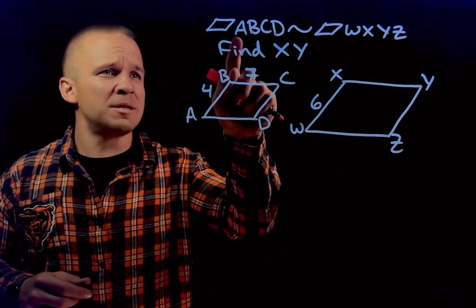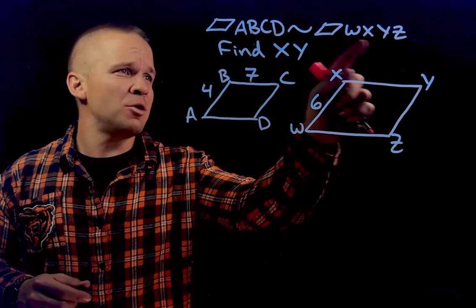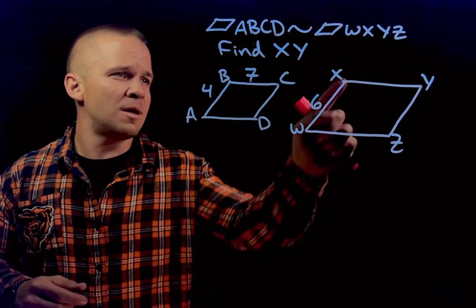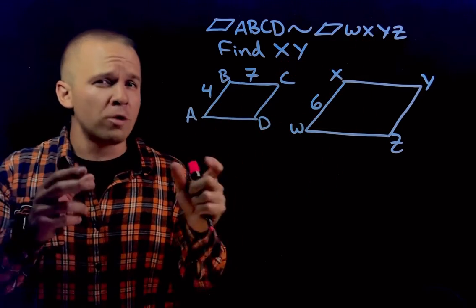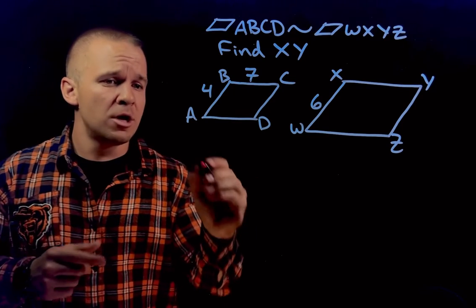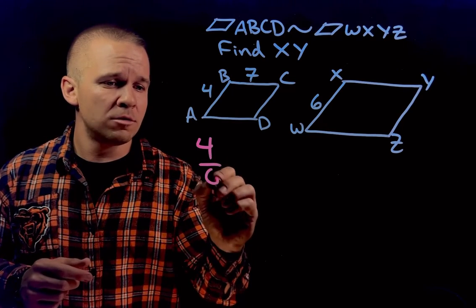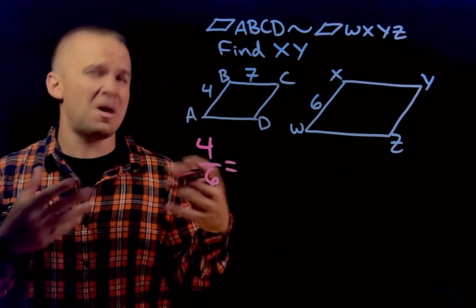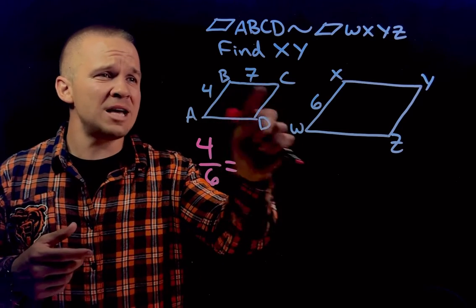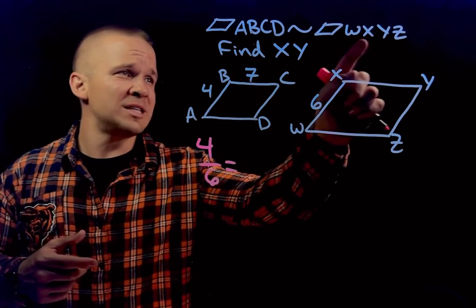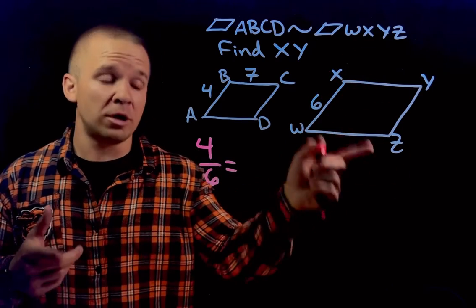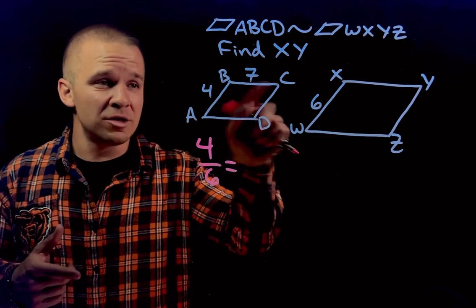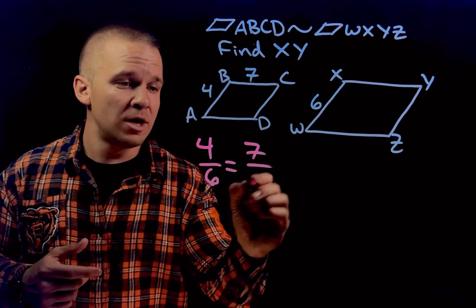Well, it looks like from my similarity statement, AB and WX are corresponding sides. So they're proportional. So I can say 4/6 equals something else. Well, BC, right there in the middle, lines up with XY, which is the one that I happen to be looking for. So I could use the small one first, 7 over that XY.